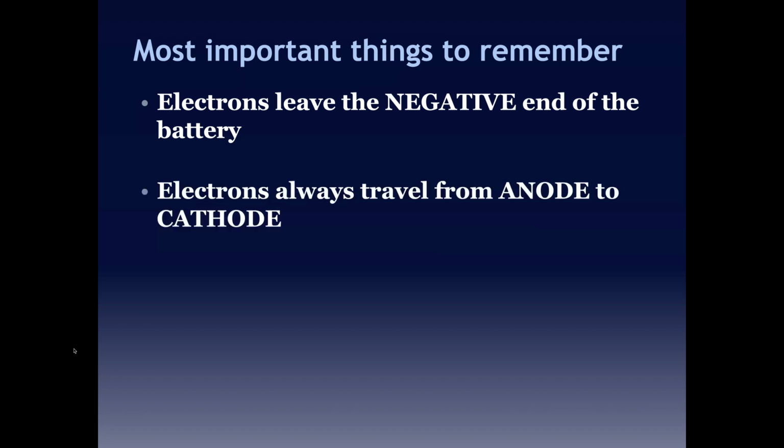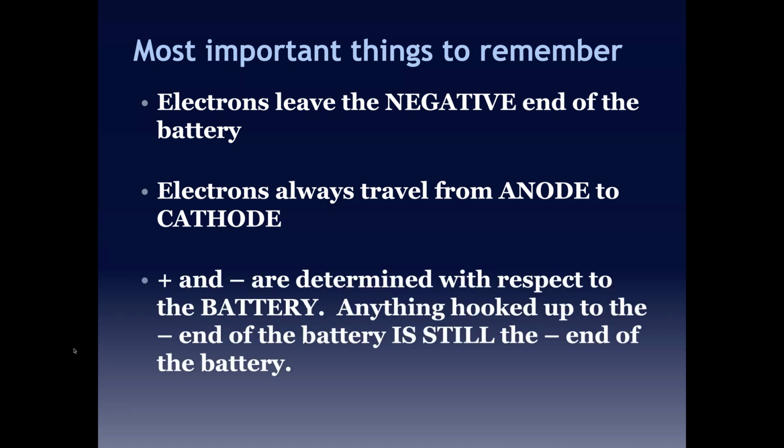Electrons always travel from anode to cathode. You start at the anode, electrons are lost there and go through the wire, through the load on fire, they enter the cathode. Plus and minus are just designations on the battery. And anything hooked up to the negative end of the battery is just an extension of the negative end of the battery. And anything hooked up to the positive end of the battery is just an extension of the positive end of the battery. Now, as long as you keep these three things in mind, you'll be okay.